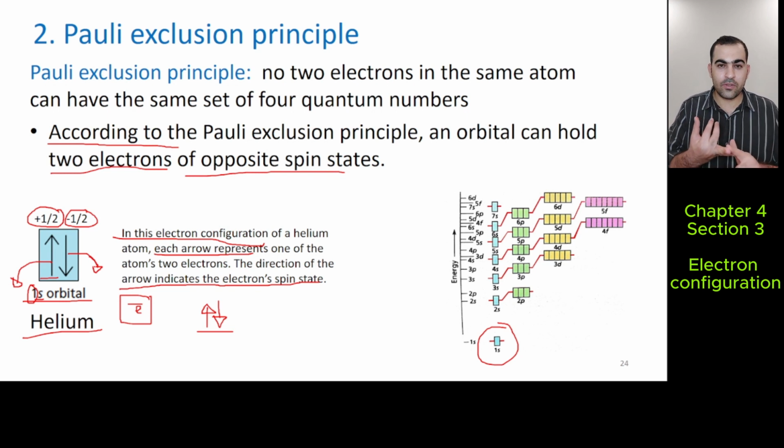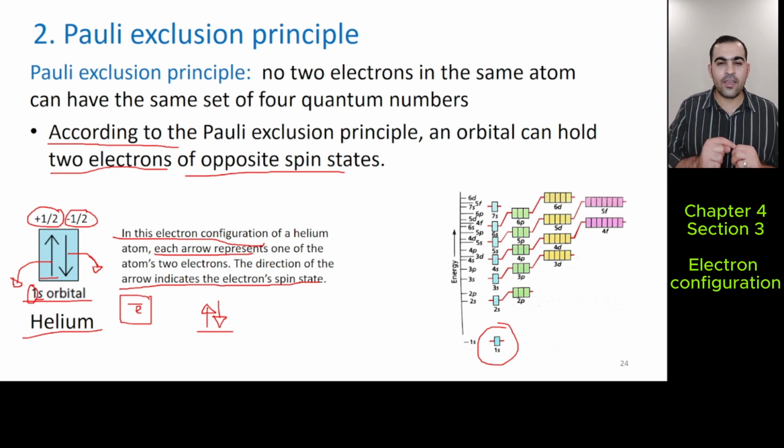The first one has MS equals 0, I mean the one that spins clockwise. And the ML equals 0, like the other electron. But its MS equals what? Negative 1/2. Look, they don't have the same 4 quantum numbers.